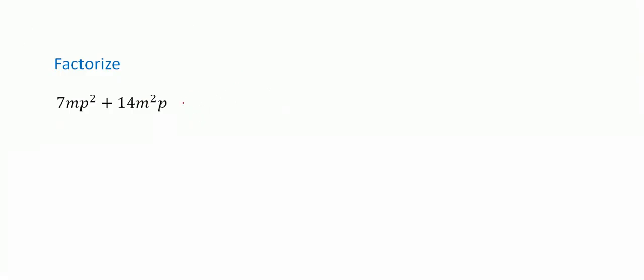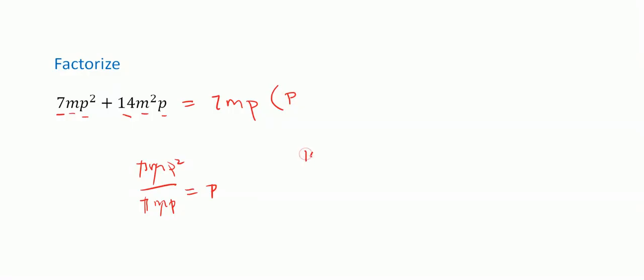Let's do another one. The HCF of 7 and 14 is 7. Then we have an m and m squared, so the HCF here would just be m. And we have p squared and we have p. So therefore, we'll have 7mp on the outside. Open brackets. How do we get the first term? We take 7mp squared over 7mp. The 7's will cancel, the m would cancel, and the p would go into p squared p times. So therefore we put a p here.